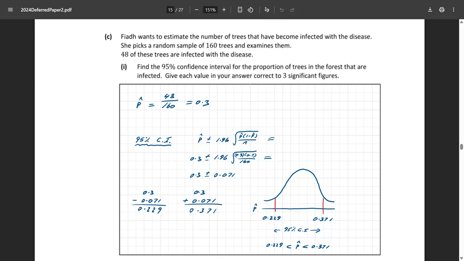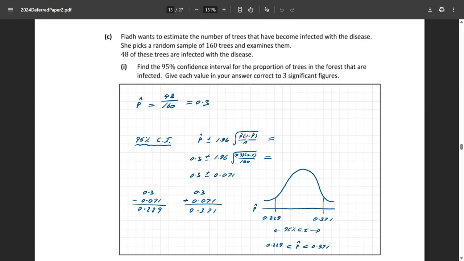Now, we want to use that sample to make a prediction of the infection level in the whole population of trees. So what do we do? We fill in this formula. Again, you have to learn this formula. It's not in the tables, so you have to learn it off. This is what's called the margin of error. On either side of the p hat, which is in the middle, what are you going to accept, plus or minus? So it's 0.3 plus or minus 1.96.